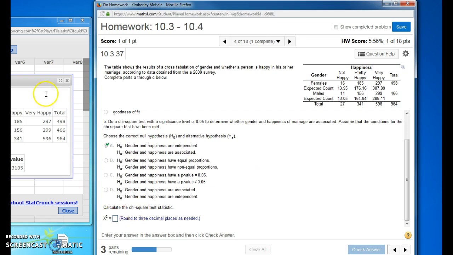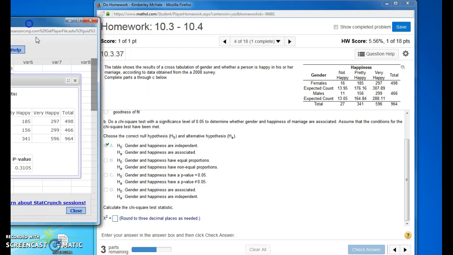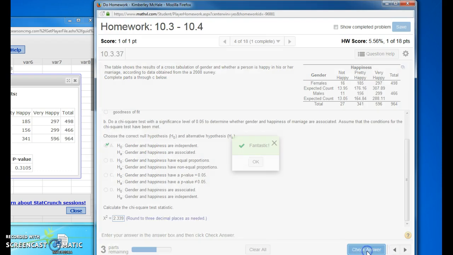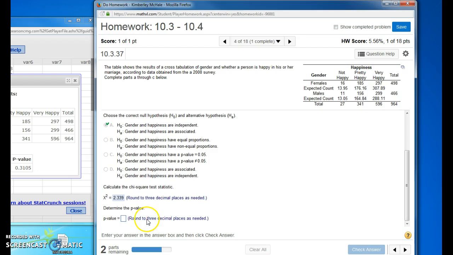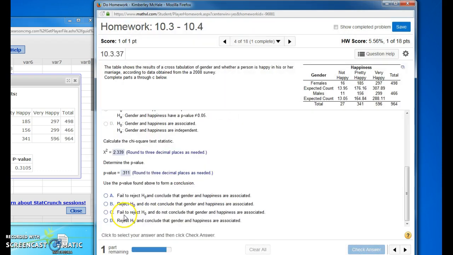My chi-square test statistic, if I go back, is 2.339. And my p-value is 0.311. If I round to 3 decimal places, that's pretty large, 0.311, and so I'm not going to reject the null hypothesis. If I do not reject the null hypothesis, then these events are independent, and I'm going to not conclude that they're associated.